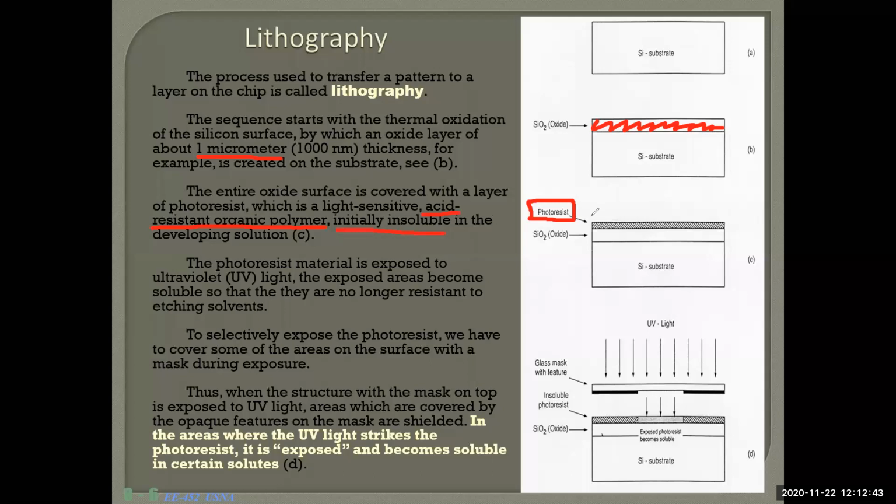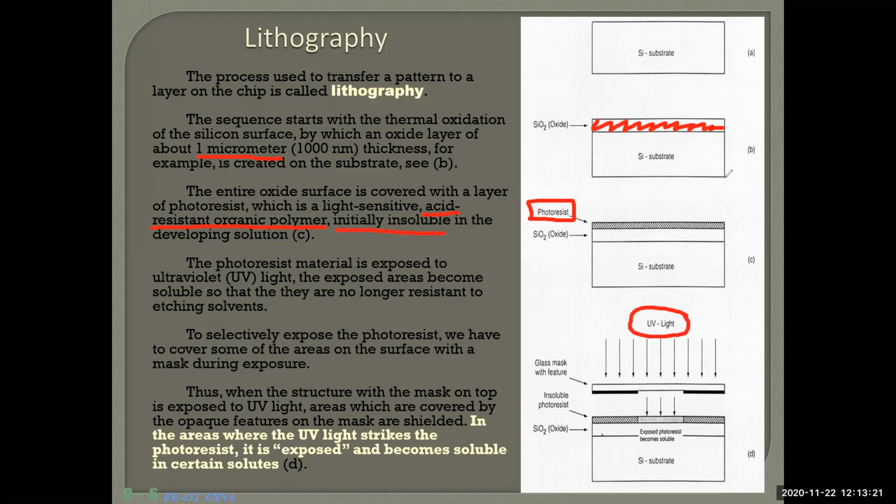But after that, you can do something, and the resistance to acid will go. That means at the beginning, it is not affected by the acid, but after you do some work, then the acid will work. What is that work? That work is UV light. Once you give some UV light, it loses its power.